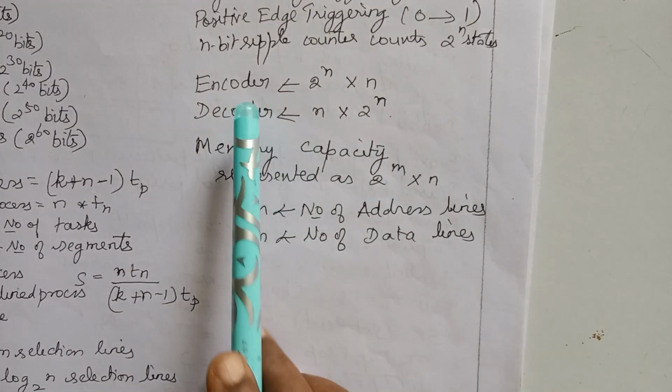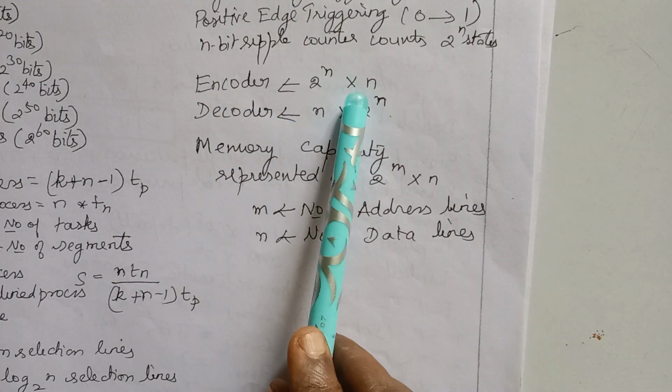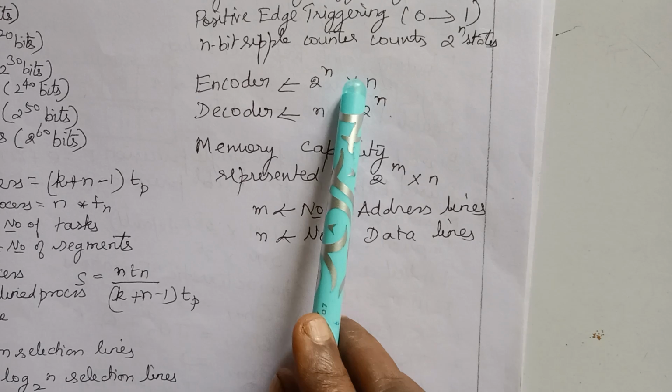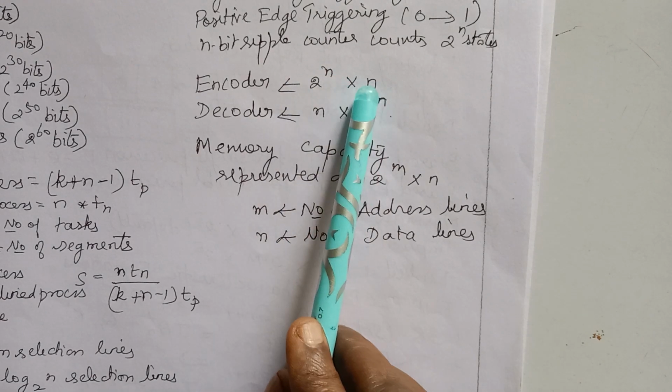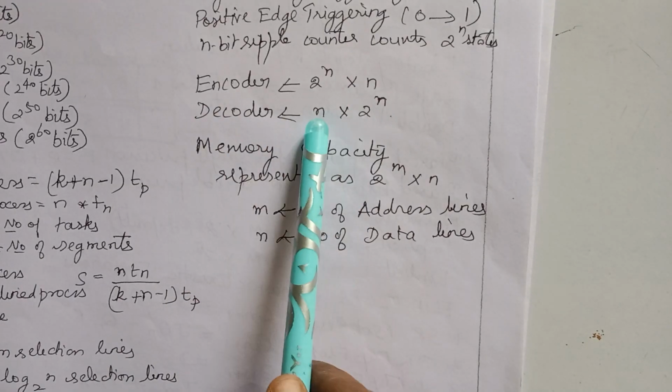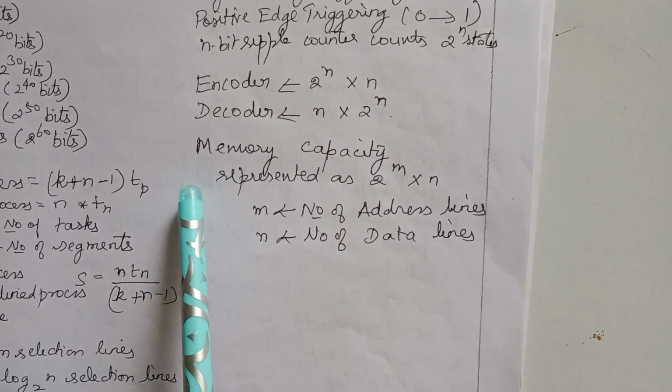So how will you represent an encoder? An encoder is represented as 2 power n cross n. For 2 power n inputs you get n outputs. For a decoder, for n inputs you get 2 power n outputs.